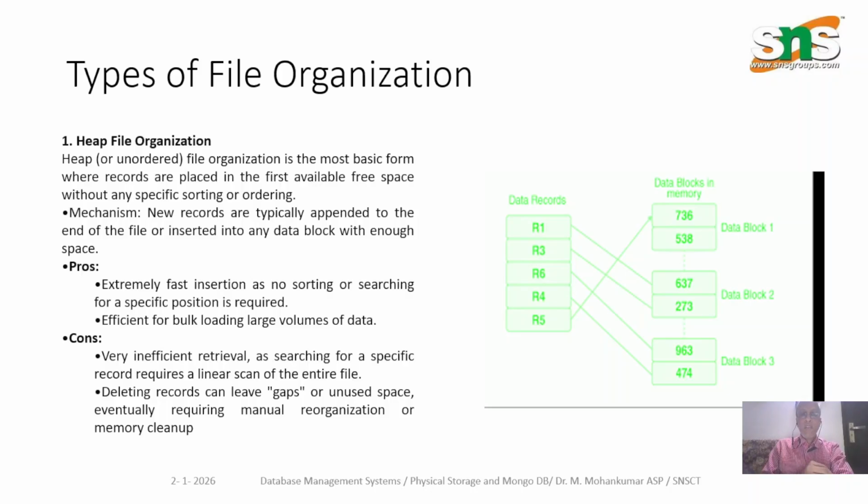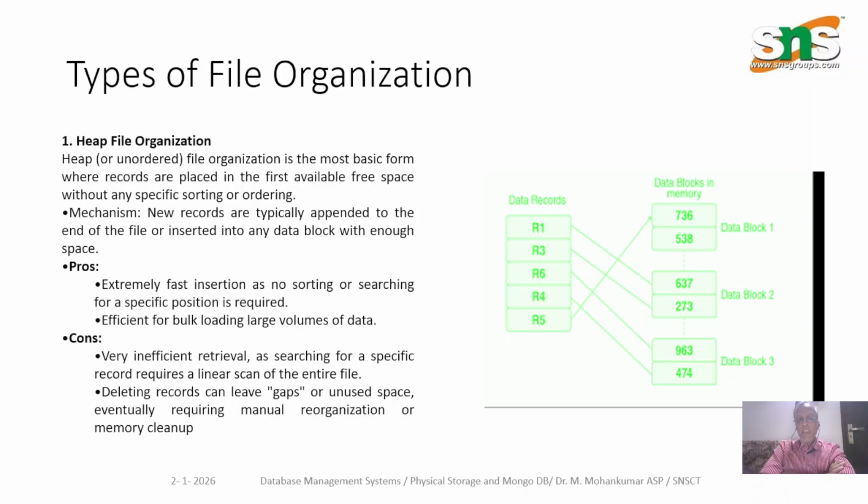What are the pros and cons involved? Pros: extremely fast insertion. It is possible to locate a place very easily, so wherever free space is available, it will go and store it there. The con is that it is very difficult to find records if we store like that. Pros: extremely fast insertion, as no sorting or searching for a specific position is required. Then it is efficient for bulk loading large volumes of data. It is easy to bulk upload, and large volumes of data are also handled.